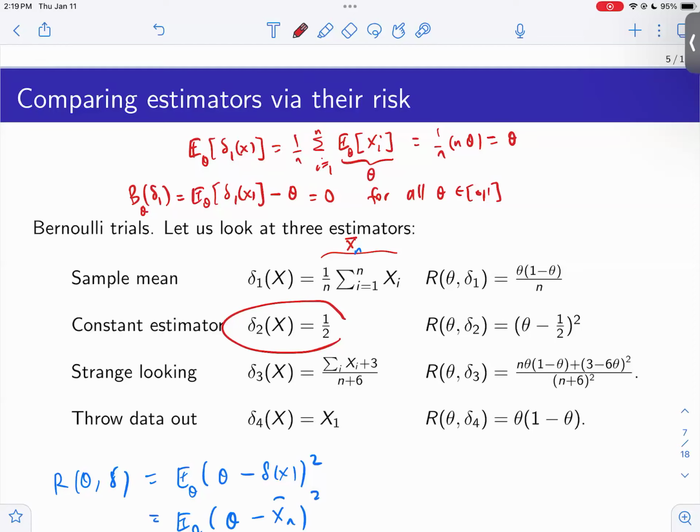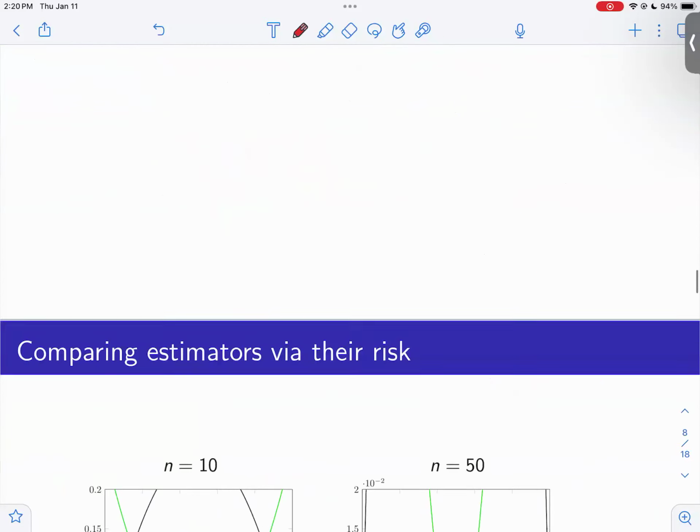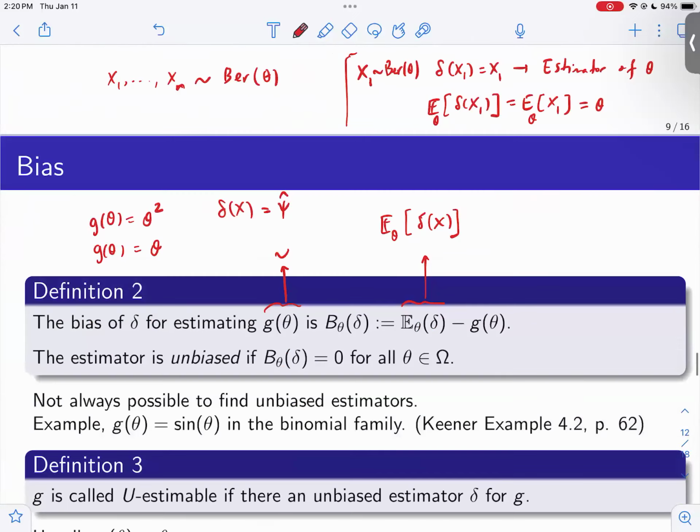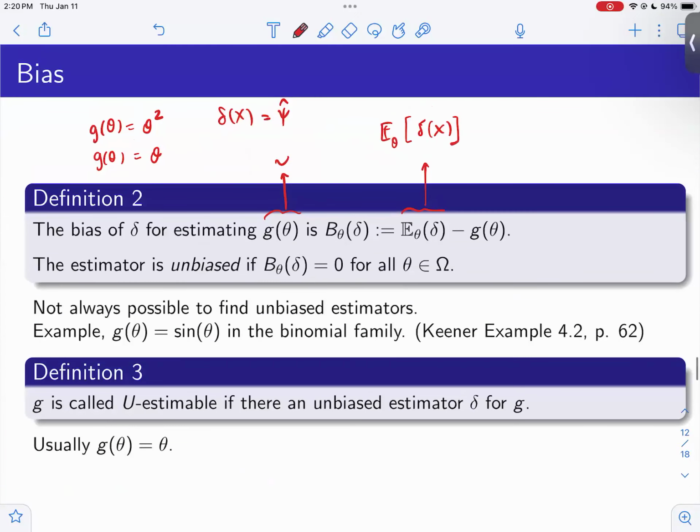Right, delta 4 is inadmissible? It is inadmissible, yes. Inadmissibility is related to the risk. Bias is a different concept, but it's related to the quadratic risk. Is this sort of clear? Bias, okay. So what else do we want to say about bias?